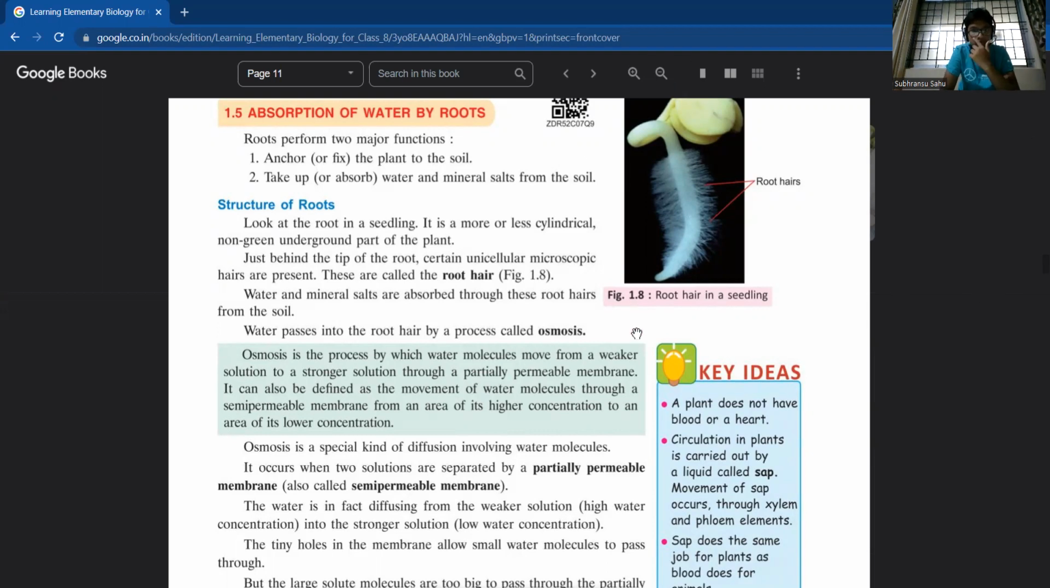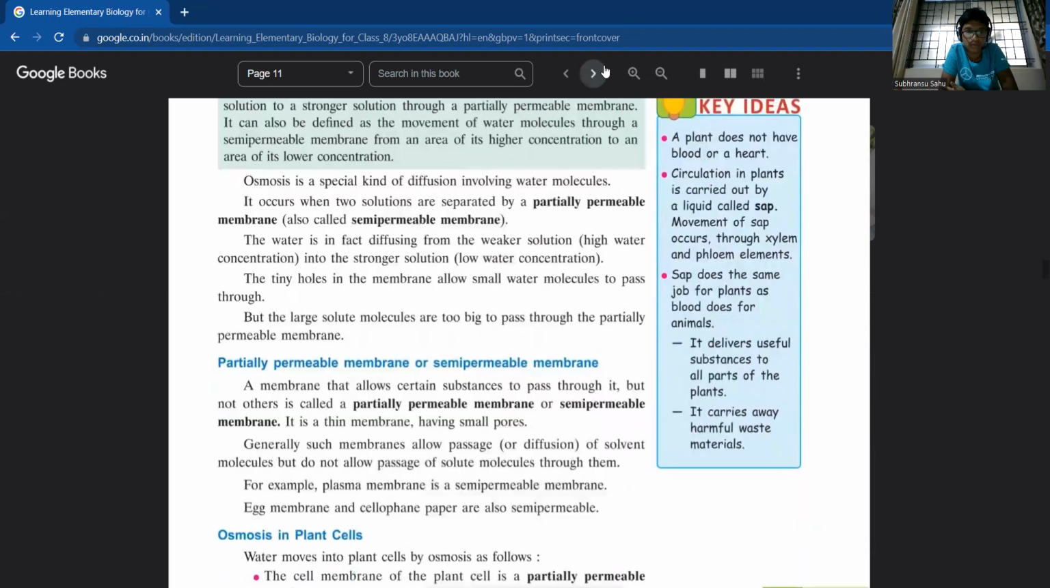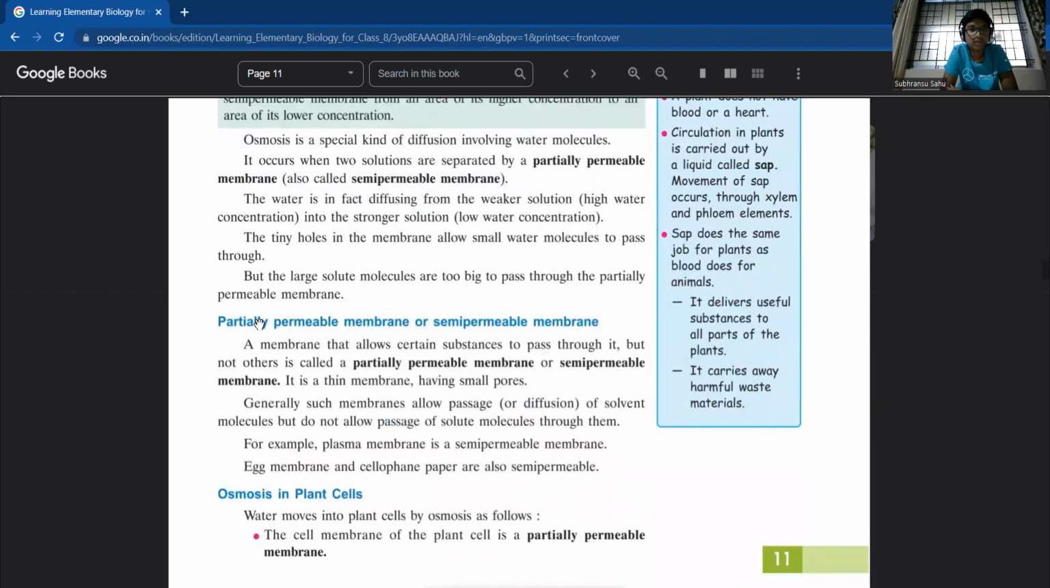Now, osmosis is a special kind of diffusion involving water molecules. It occurs when two solutions are separated by a partially permeable membrane, also called a semi-permeable membrane. The water is in fact diffusing from the weaker solution into the stronger solution. Tiny holes in the membrane allow small water molecules to pass through, but the large solute molecules are too big to pass through the partially permeable membrane.